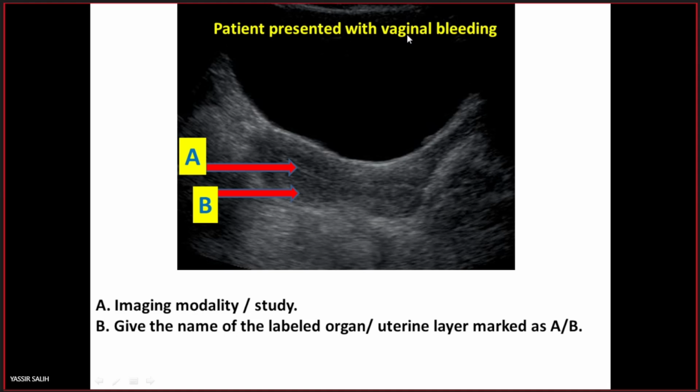The patient presented with vaginal bleeding. Why? So that we know that this is a female. This is a hint for you that this is a female.